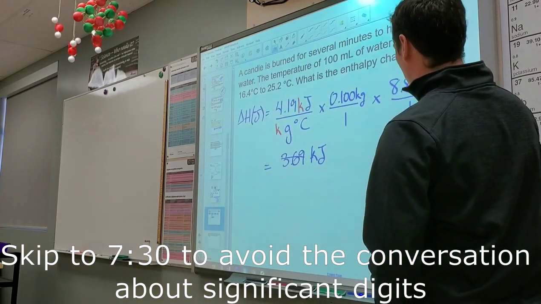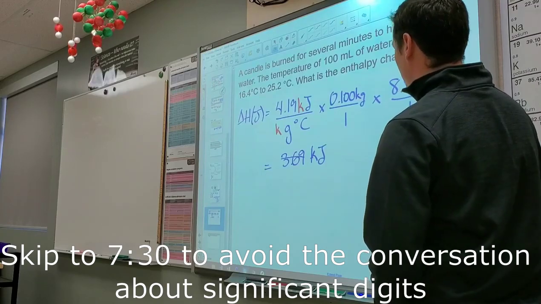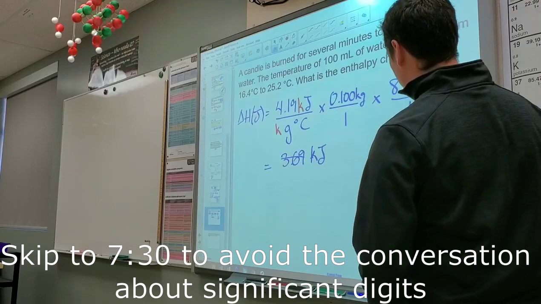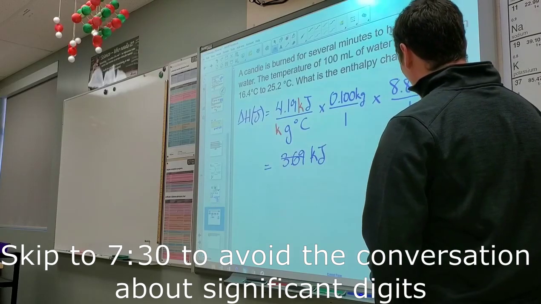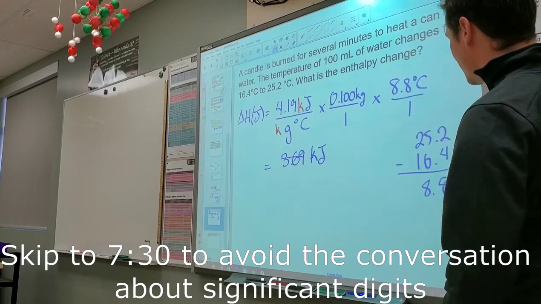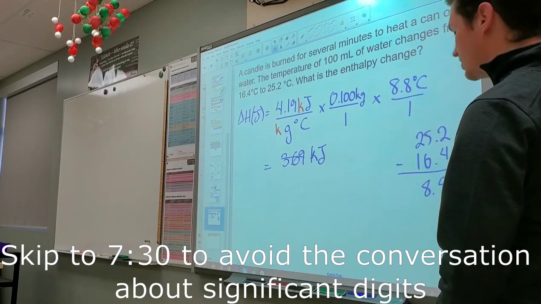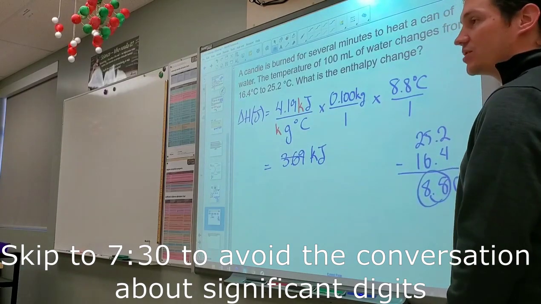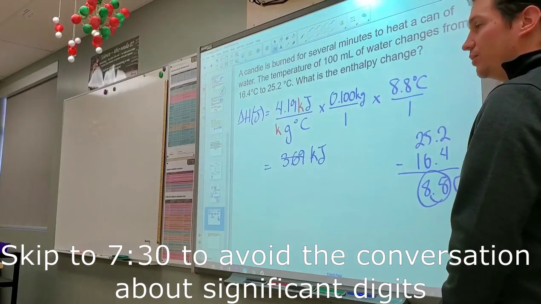So let's think about it this way. If I went 25.2 and I subtracted 16.4. When I do this subtraction, there's only a difference of 8.8, not 8.80. Do we know what digit this is? No, we don't. So our actual information is truly 2 significant digits.